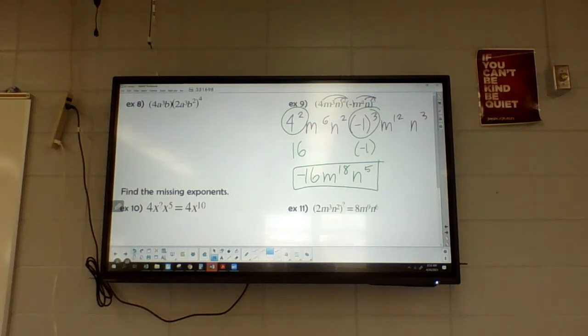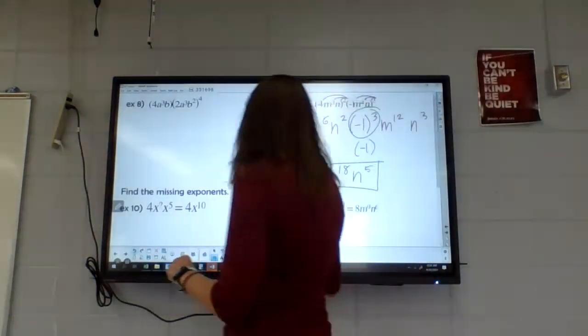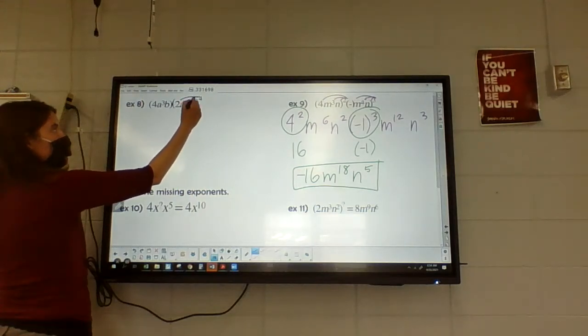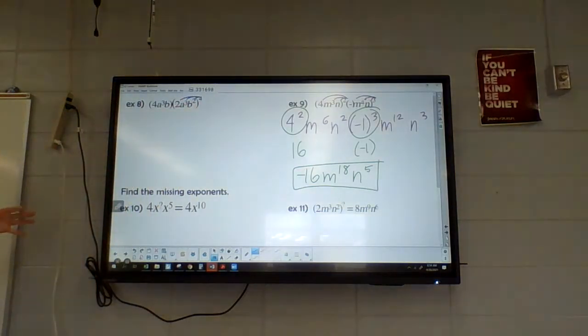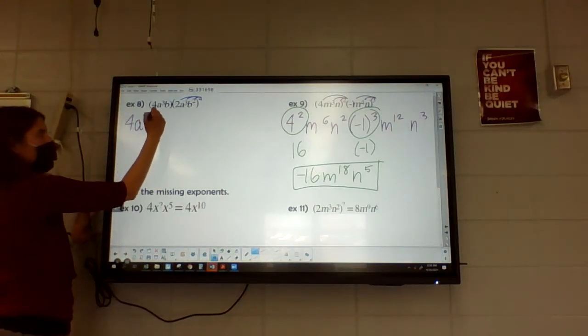Number 8 here. So hopefully you guys heard my warning that that 4th power is only on that second set of parentheses. So this 4th power is only on this part. So it doesn't go to the first part at all. So this first one is just going to stay as it is right now.